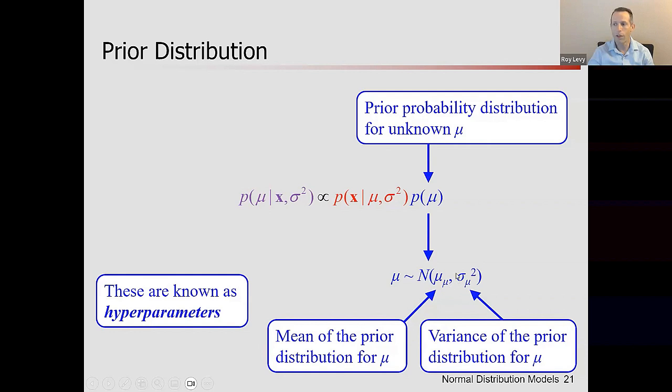Mu and sigma squared I use to stand for mean and variance. The subscript mu indicates this is not a mean and a variance of data, of x. This is a mean and variance of a parameter, mu. These are the parameters not for the distribution of data, but for the prior distribution for the unknown parameter mu. The parameters of a prior distribution are sometimes referred to as hyperparameters. You'll see that term occasionally.